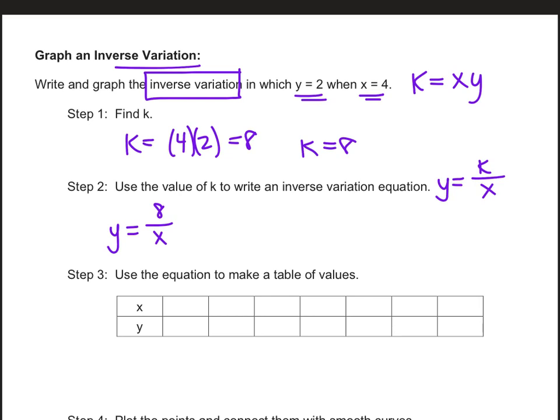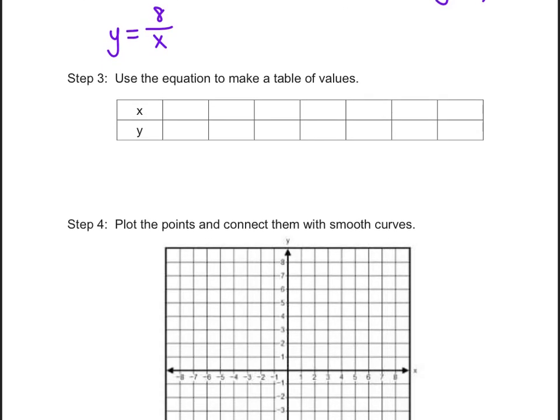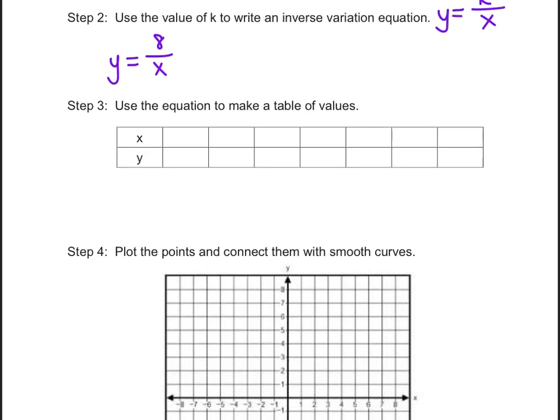All right, so now we are going to come up with a table of values and then plot some points to get our graph. So use the equation to make a table of values. Now we can be strategic about this. We're going to pick some negative values, some positive values. I am going to put 2, 3, 4, 5, 6, 7. I'm going to put 0 in the middle just so we can talk about when x is 0.